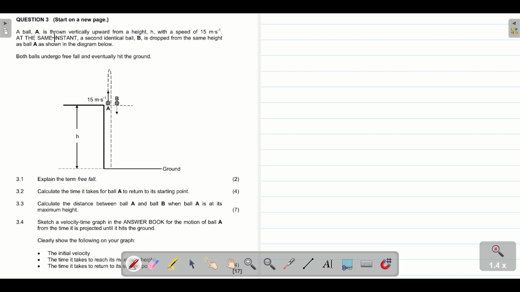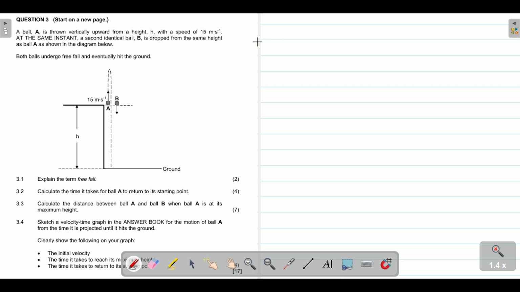A ball A is thrown vertically upward from a height h with a speed of 15 meters per second. And at the same instant, a second ball B is dropped from the same height as ball A, as shown in the diagram below. Both balls undergo free fall and eventually hit the ground. So we've got ball A thrown upwards, ball B dropped downwards.